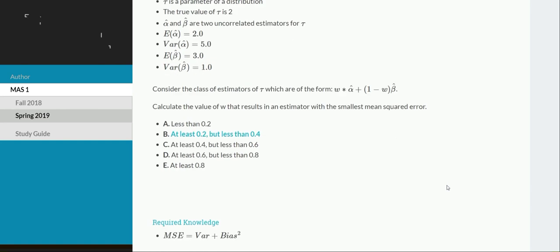Scrolling up, that's the amount of weight we're giving our alpha parameter, and that falls in the range of B. So B is our final answer.